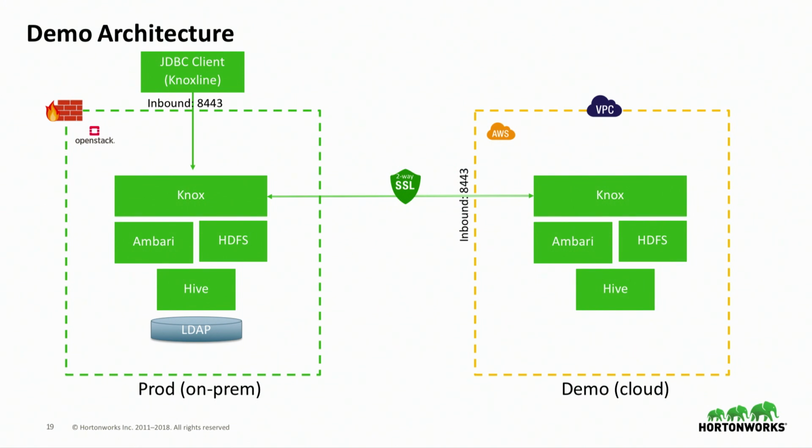It is also extremely critical to have a firewall around your on-prem Hadoop cluster. For the demo, all the users and all the examples I'll be showing will connect through the production on-prem Knox, and depending on the path, they'll be directed either to the on-prem cluster or to the cloud cluster.